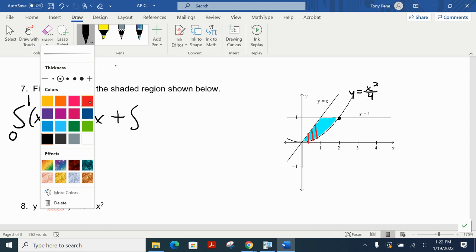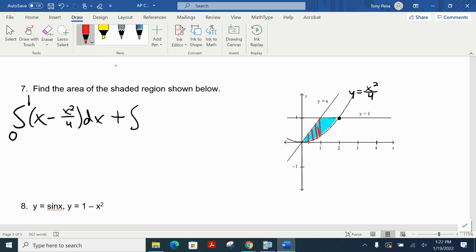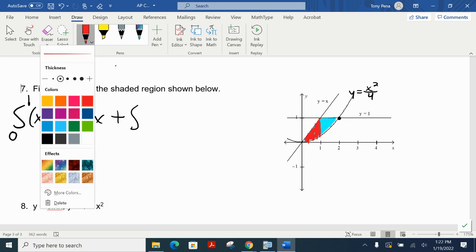So right at that x value of 1 here, when we do the integral that we now currently have set up, it's going to give us this region. But I would now need to make sure that I do plus and then go to the second one.